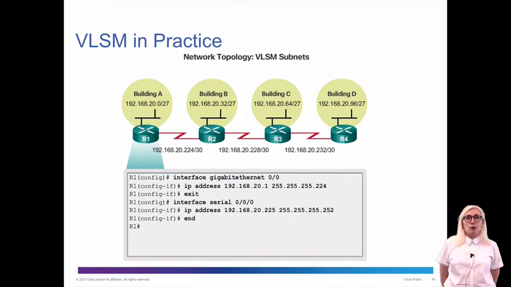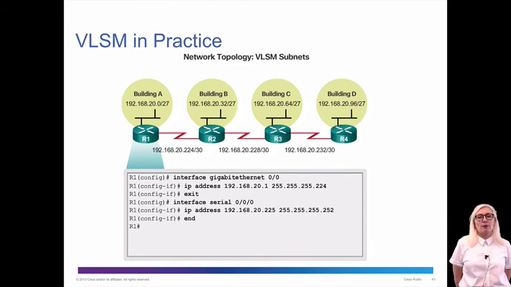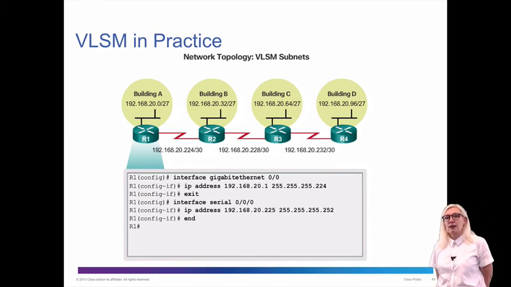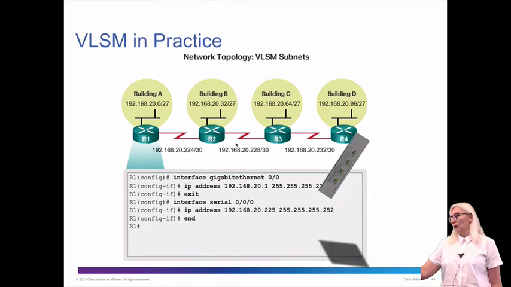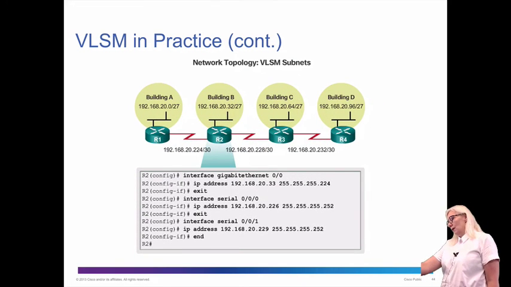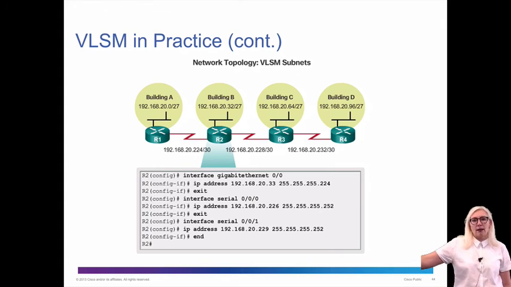So I will have room for the number of hosts in each of buildings A, B, C, and D, and also I will use the subnet to create networks for my point-to-point connections as well. In this way, I will not waste any IP addresses. And of course, here it's important that the routers can do that, and modern routers today support VLSM and can have different subnet masks on different interfaces without any problem.